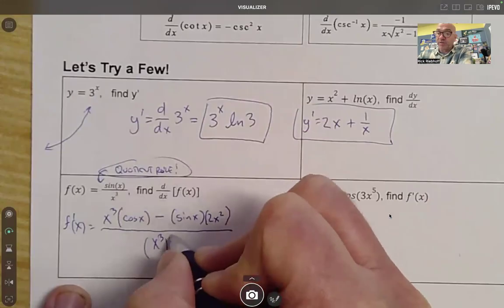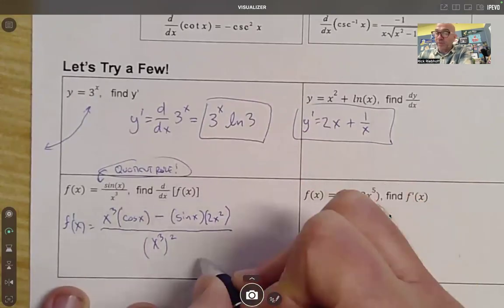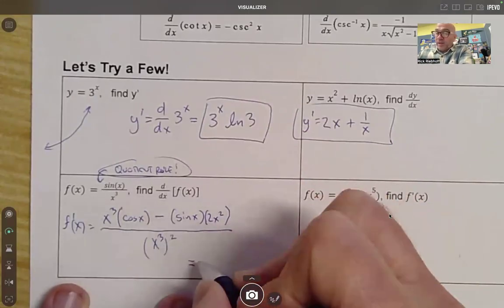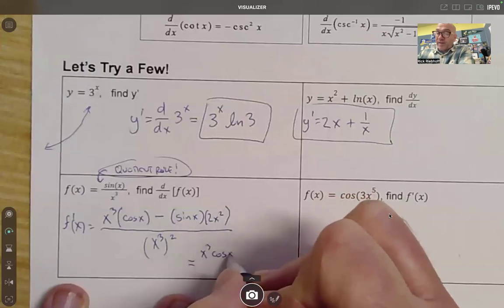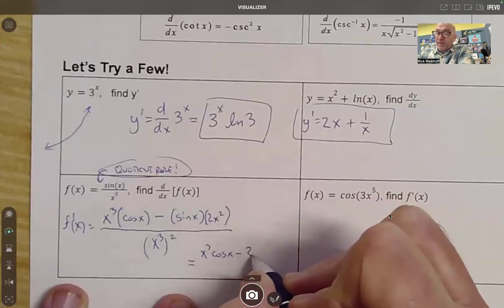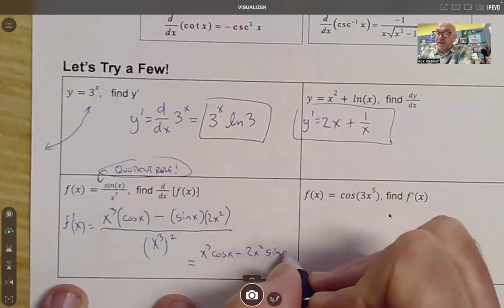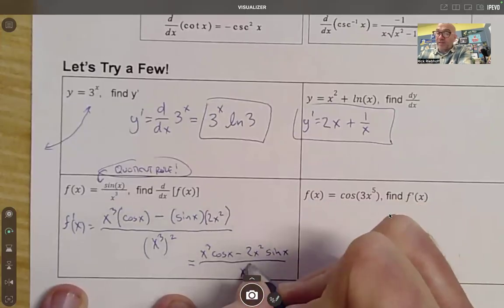x cubed squared. So that equals x cubed cos of x minus, I'm going to put that 2x squared in the front, 2x squared times sine of x, divided by x to the sixth.